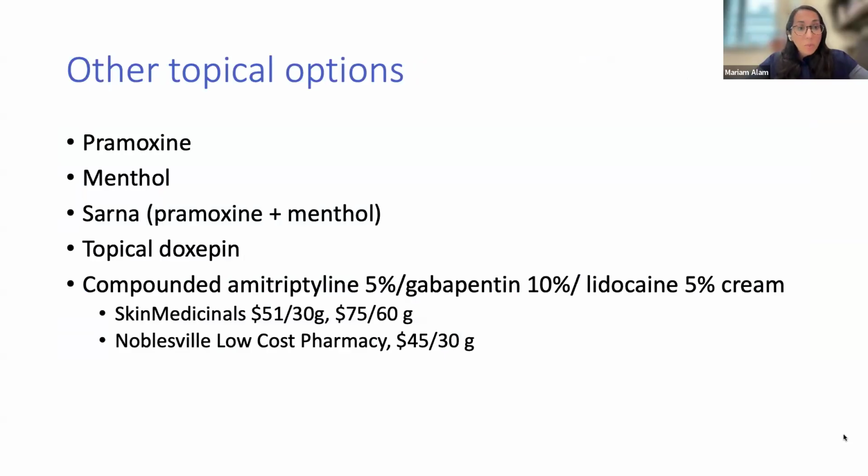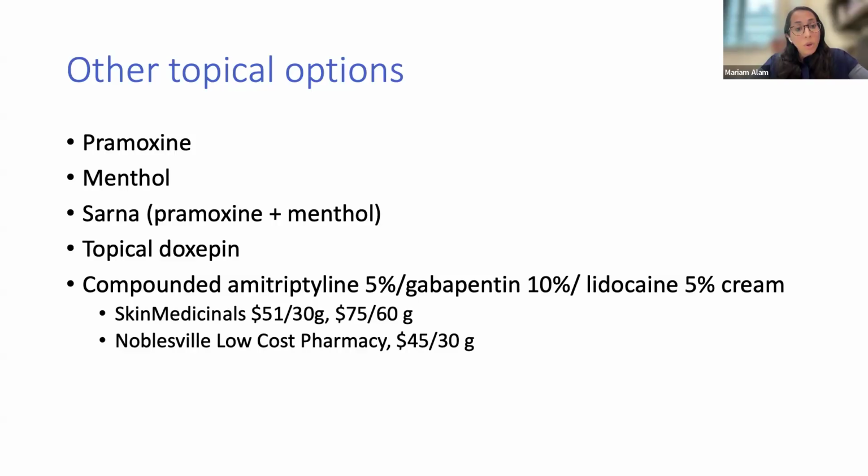Other topical options that can be helpful: pramoxine and menthol, or Sarna, which is a combination of the two, can be really helpful for as-needed use throughout the day to lessen itch. Topical doxepin can also be effective. And then I really love this compounded cream, this amitriptyline gabapentin lidocaine cream. And I use this a lot for patients with scalp dysesthesia in particular.